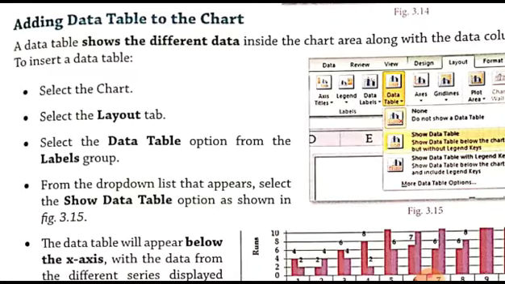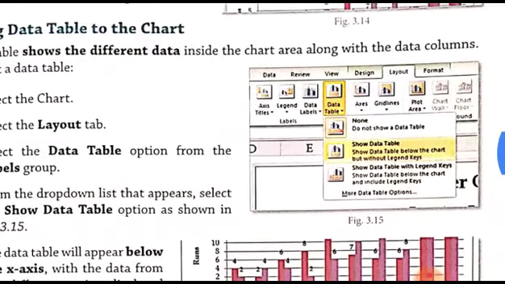When you click on the data table option, what will happen? Again a drop down list will open. From the drop down list that appears, what option are we choosing here? Select the show data table option as shown there. Here you can see first of all the data table option is shown with the yellow color, and then we are choosing the option show data table from the options given over here.